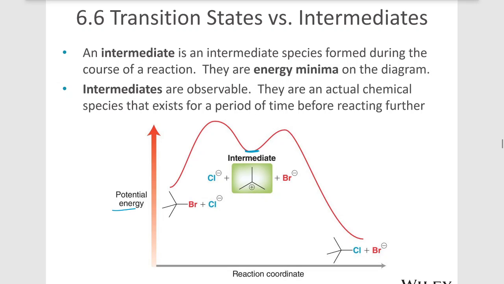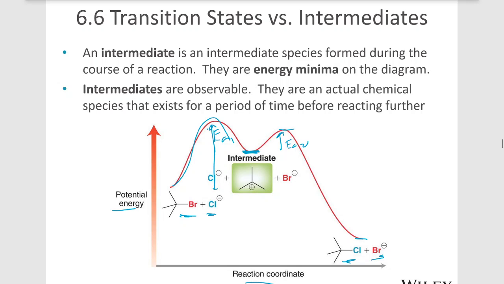Intermediates are the valleys in the energy diagram. Here we have energy versus progress of reaction, and a slightly different pathway. We've got a similar reaction: we're going from this alkyl bromide plus the chloride ion to the alkyl chloride plus bromide. We go through this first activation energy to reach an intermediate, and then we go through a second activation energy to get to the products. So we've got an intermediate right here in the middle, in this valley.